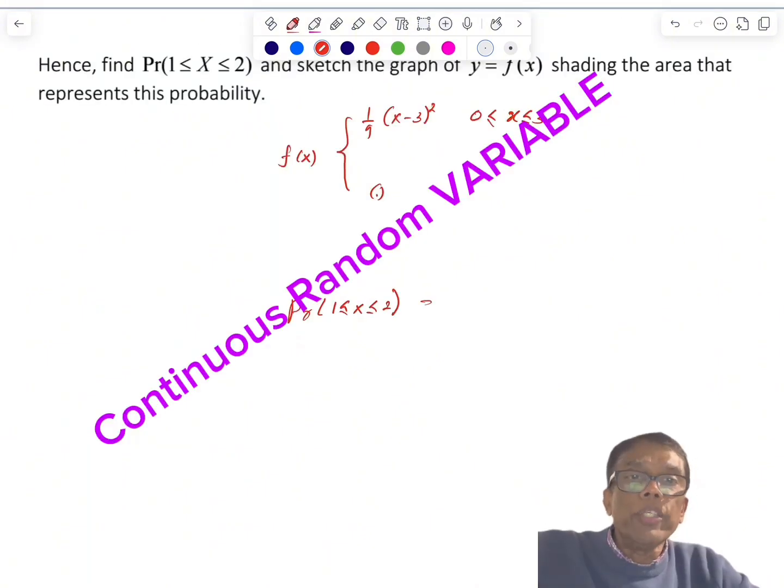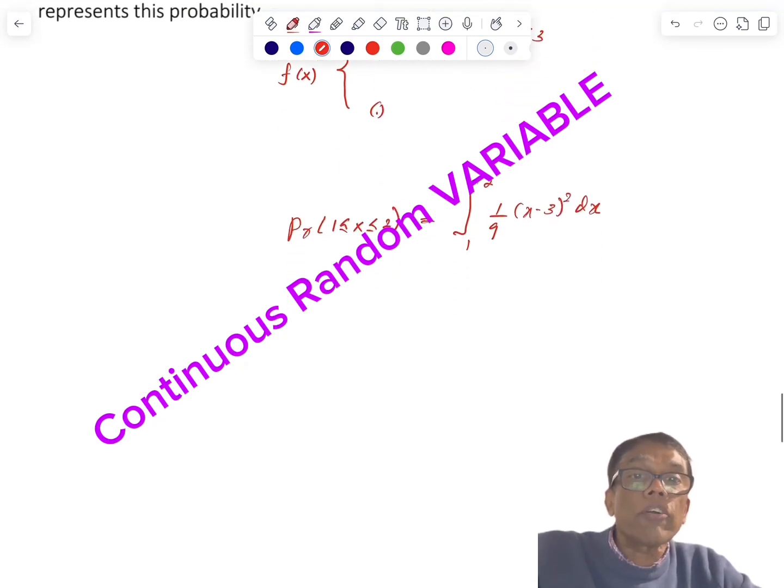In the next video, we are moving on to the really exciting stuff: finding the mean, median, and the standard deviation of a continuous random variable.